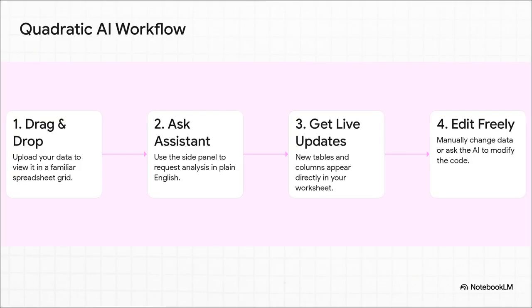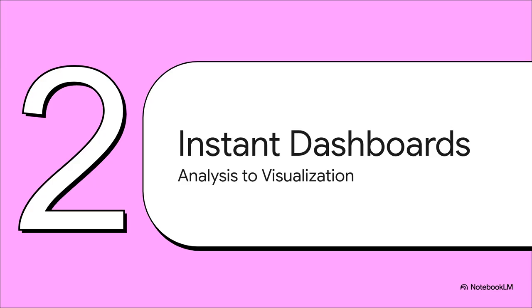Now Quadratic's workflow feels totally different. In a good way. You just drag your data into what looks and feels like a regular spreadsheet. It's all right there, live and editable. Then you ask the little AI assistant in the side panel to do some analysis, and the new columns and formulas pop up right in your sheet. It's way more hands-on.